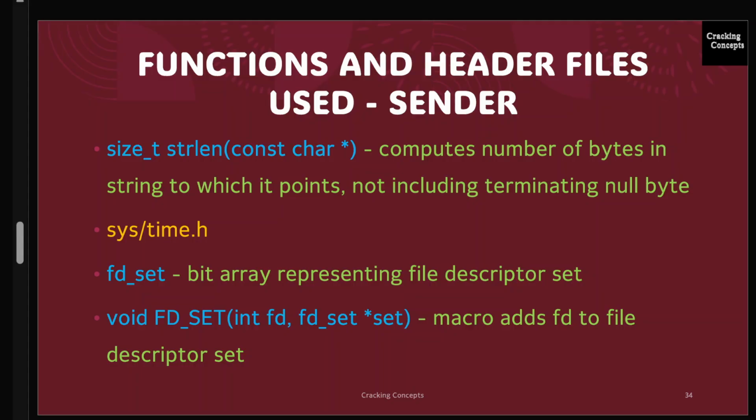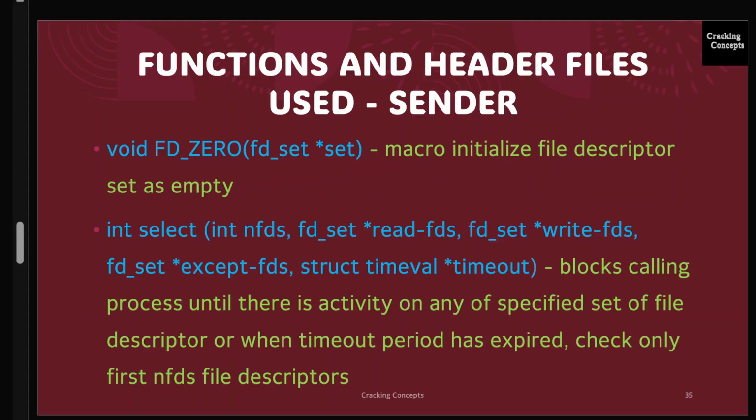Then we have sys/time.h. From that we will be using the concept of file descriptor set. fd_set is a bit array that is representing a file descriptor set. Now we have a macro called FD_SET. What it does is it will add the file descriptor given to the file descriptor set represented here. Then we have a macro called FD_ZERO. What it does is it will initialize the file descriptor set as empty.